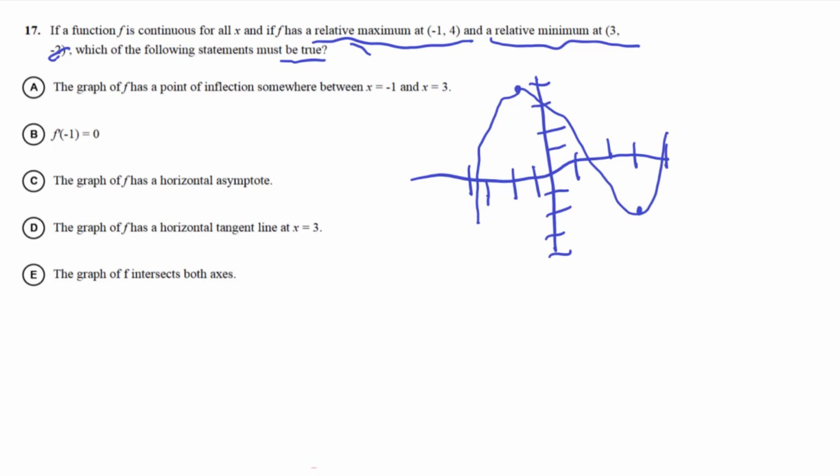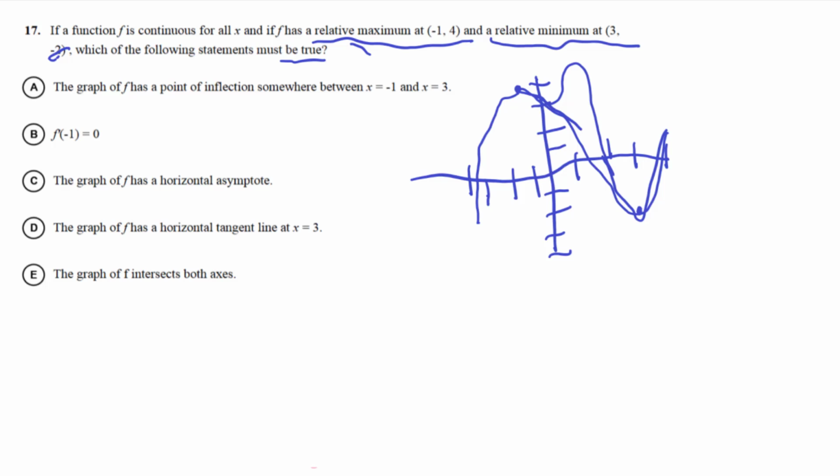It's not an absolute max, so there could be something else. It could look something like this, where it goes up again and then down. But let's just assume it's this for now. So if we look at the questions, question A says the graph of f has a point of inflection somewhere between x equals -1 and x equals 3.